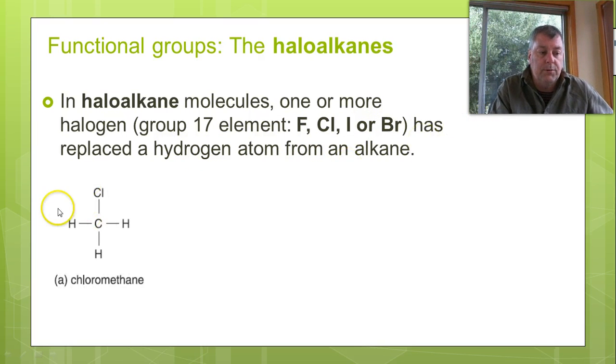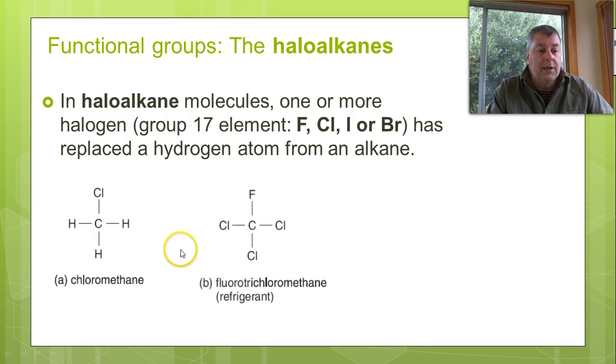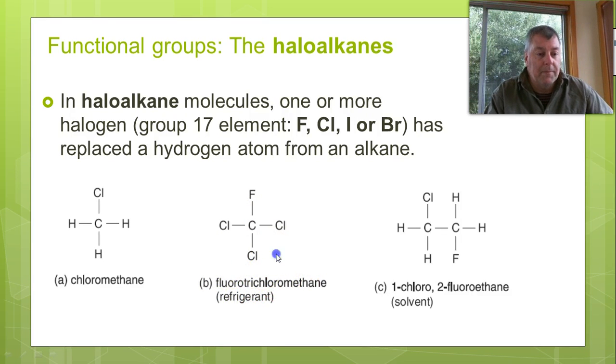And so this is a simple one where you've got methane, but because it's got a hydrogen replaced with a chlorine, it's now called chloromethane. No need to number it because it can't really be anywhere else. Could be over here, but it's the same if you just spin it around in space. You can have more than one halogen group element attached to it. So here, all the hydrogens have been replaced. So this is called fluorotrichloro. Bit tricky. Methane. And it's a refrigerant.